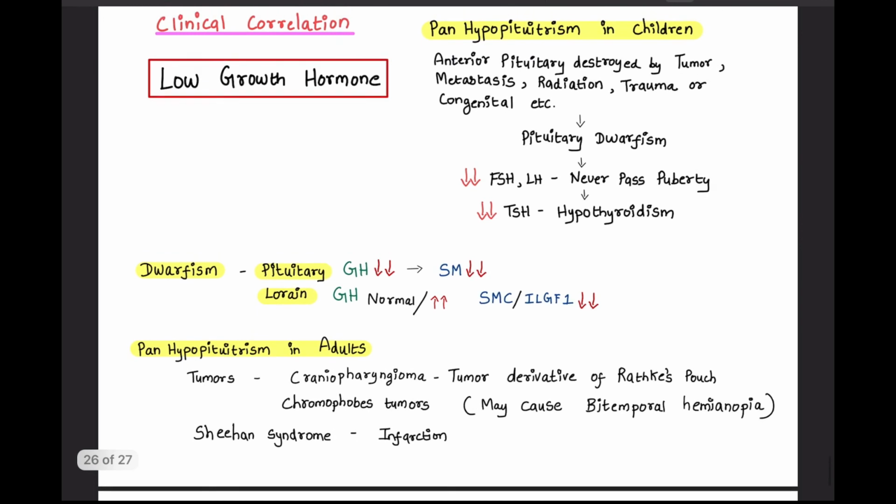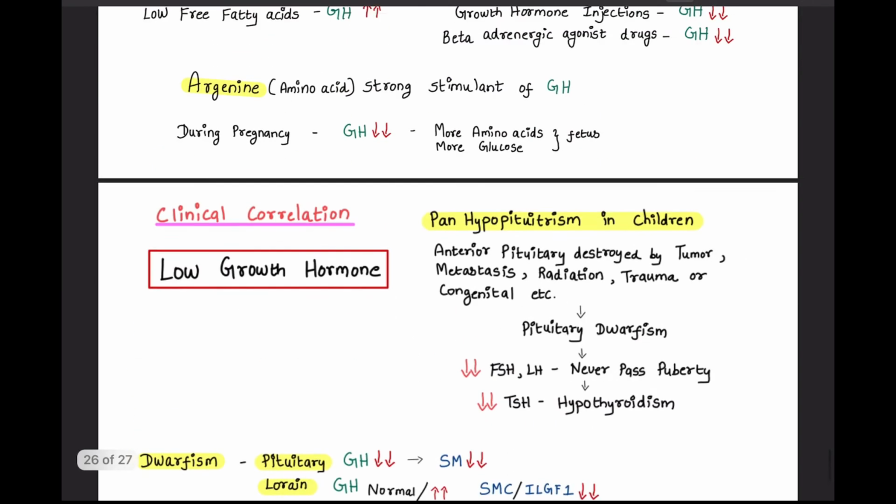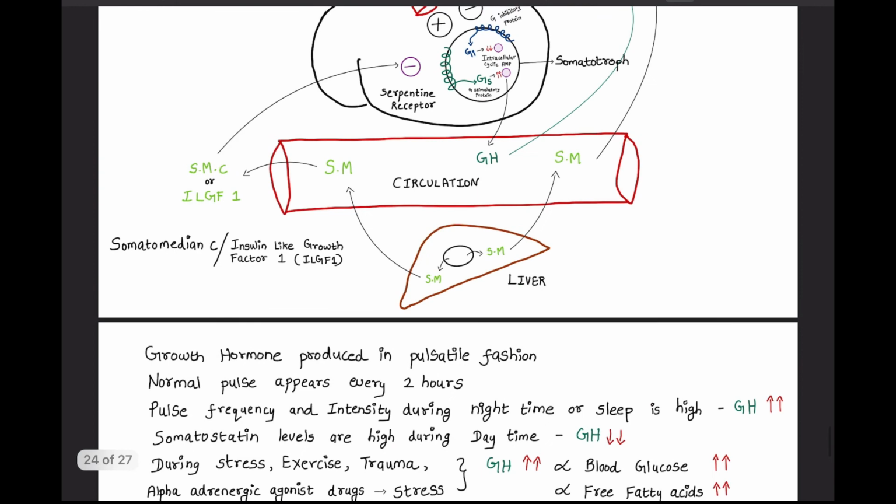In dwarfism, you have two kinds of dwarfism, pituitary and Laron dwarfism. In pituitary dwarfism, as we have discussed earlier, there will be low level of growth hormone, and in such a way there will be low level of somatomedins. In Laron dwarfism, the growth hormone levels are normal, but what is very low is somatomedin C, or insulin-like growth factor 1.